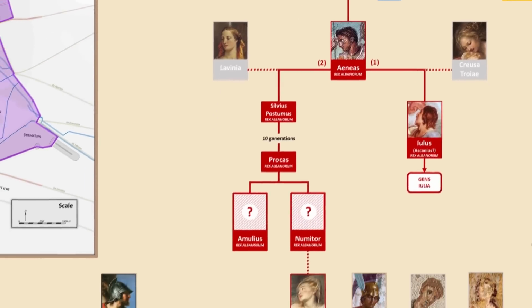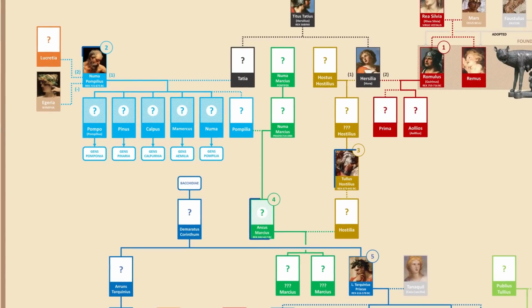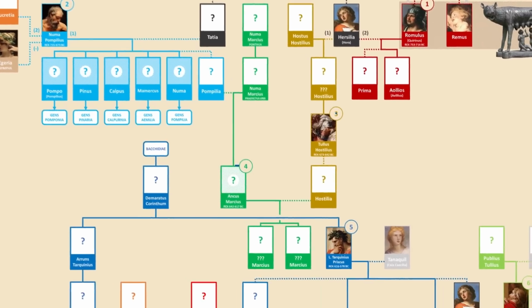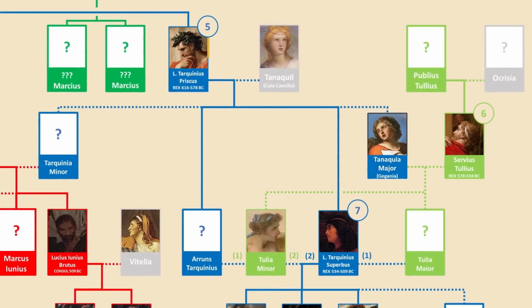The next three kings all have remote connections to the first king Romulus, but are not actually his descendants. And then the last three are altogether unconnected. They include Tarquin the Elder, his son-in-law Servius Tullius, and then Tarquin the Elder's son, Tarquin the Proud.